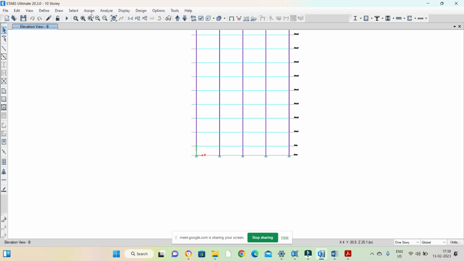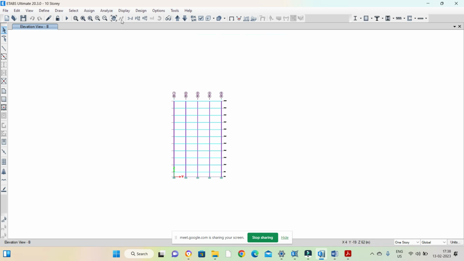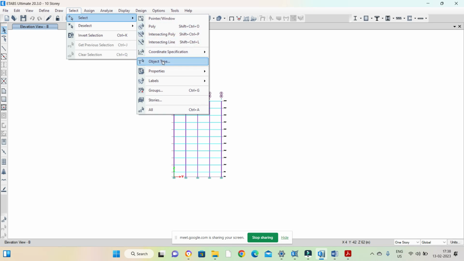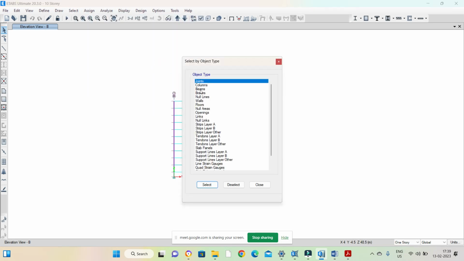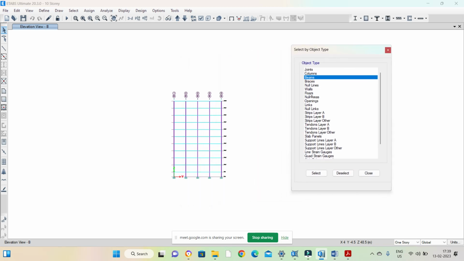Now let us define our hinge. First I will define the hinges for all the beam sections. Go to select object type, and here you can select beams. I am selecting all the beams together. Again, I am assuming that I have one type of hinge for all the beams, that's why I am selecting all the beams together. But if you want to define different types of hinges for different members, then you have to select those members only and define. But at the moment I am defining the same hinges for all the beams, so I am selecting all together.